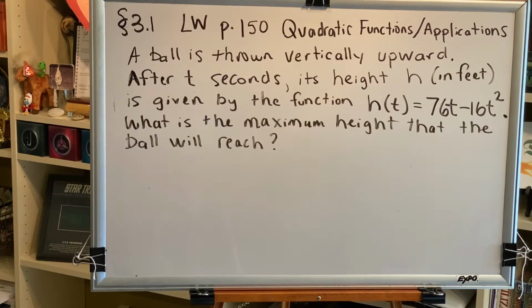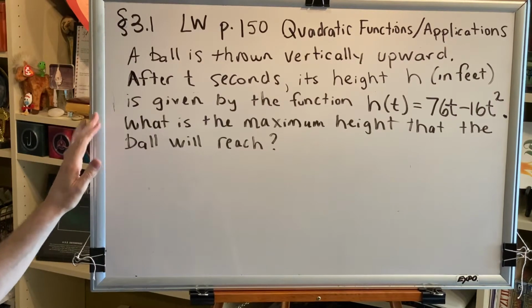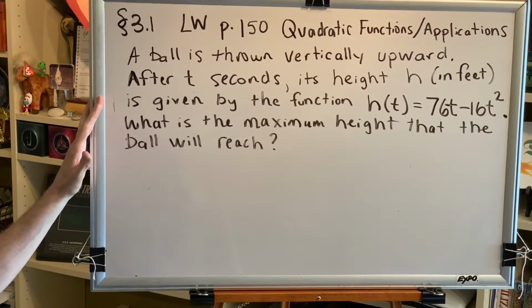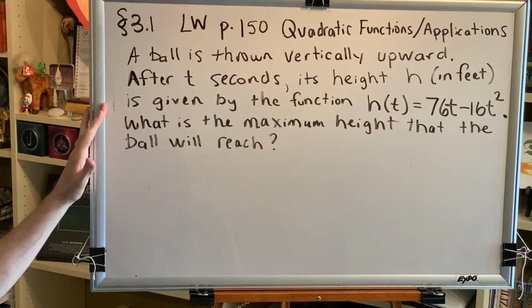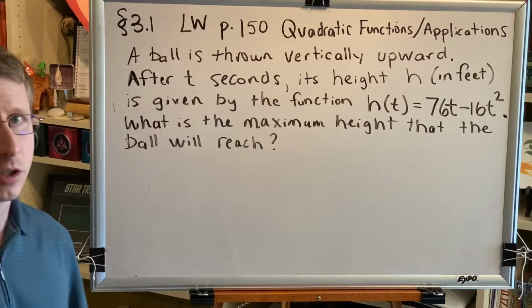Please open in your learning workbook to page 150. We're now going to solve some problems that are applications of quadratic functions. Here's the first one. A ball is thrown vertically upward. After t seconds, its height, h, in feet, is given by the function h of t equals 76t minus 16t squared. What is the maximum height that the ball will reach?